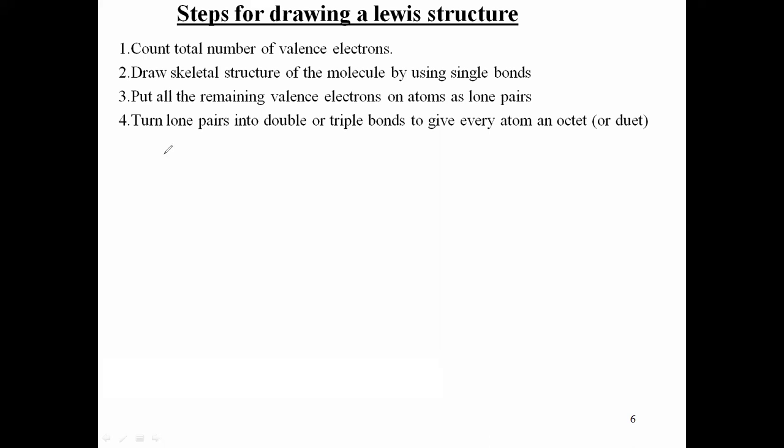First, I'm taking a very simple molecule, the water molecule, H2O. So the first step, count the total number of valence electrons. We have to take a sum of the valence electrons of each atom in this molecule. So hydrogen with one valence electron, and two hydrogen atoms are there. So we will write 2 into 1 for the 2 hydrogen atoms, plus 1 oxygen atom with 6 valence electrons. So 2 into 1 plus 6, a total of 8 valence electrons.